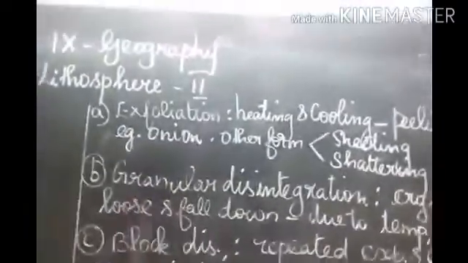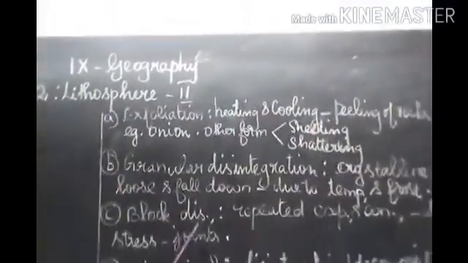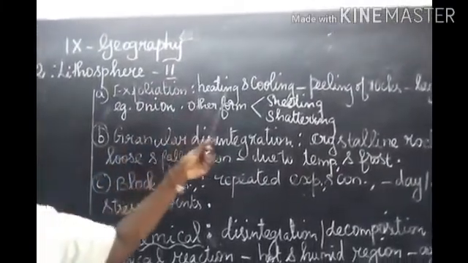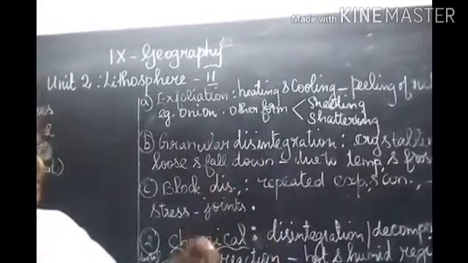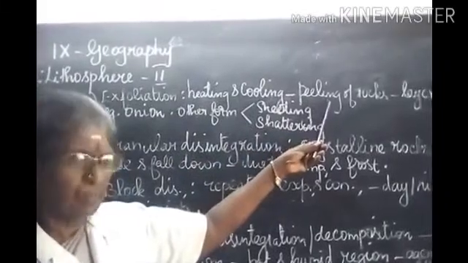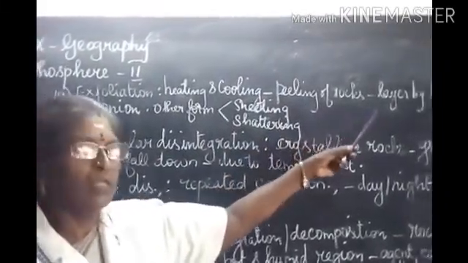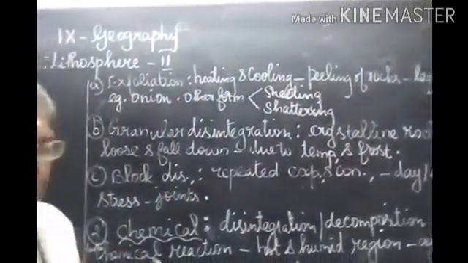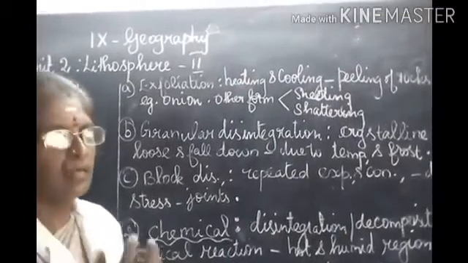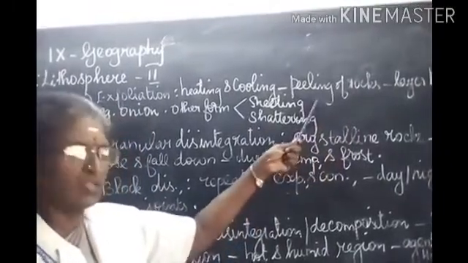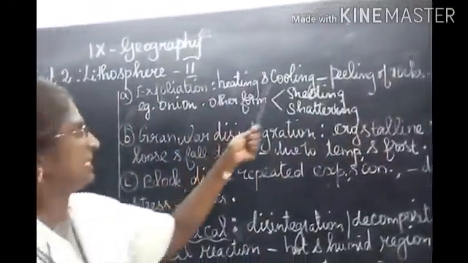The physical weathering is further divided into exfoliation, granular disintegration and block disintegration. Let me say what is exfoliation. Due to the heating and cooling of rocks, in the morning and day both, the rocks are peeled out. Peeled out how? In the form of layer by layer. For example, you take an onion, you can peel the first layer, then the second layer, then the third layer. This is called peeling of an onion. Here the rock is also peeled out because of heating and cooling.